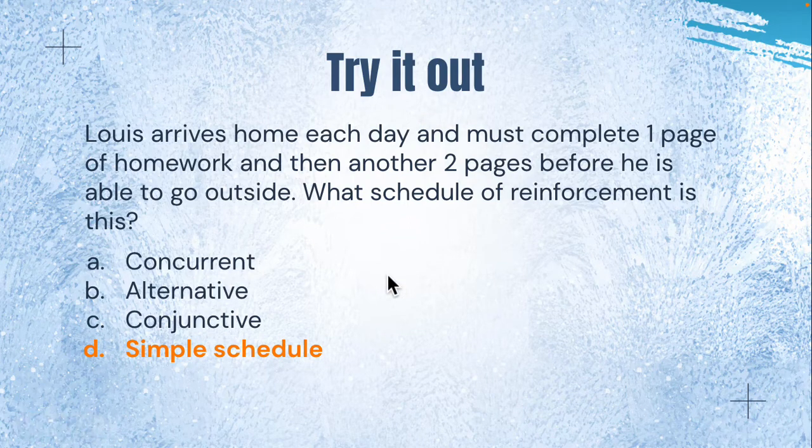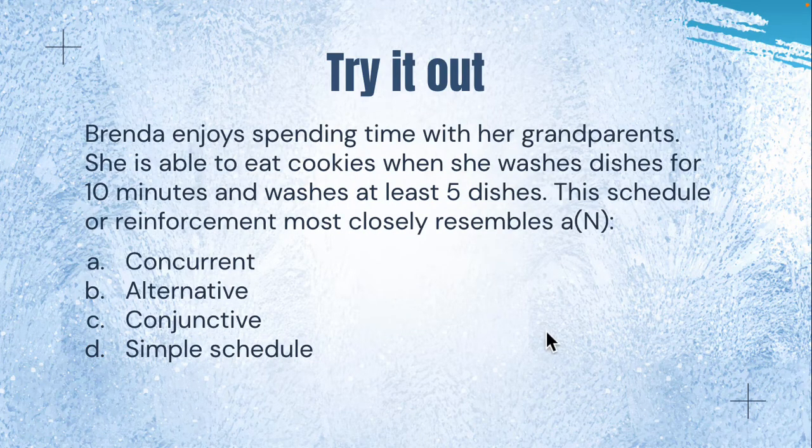All right, we gave you a 4th question, so let's go ahead and try it. Brenda enjoys spending time with her grandparents. She's able to eat cookies when she washes dishes for 10 minutes and washes at least 5 dishes. This schedule of reinforcement most closely resembles concurrent, alternative, conjunctive, or a simple schedule.